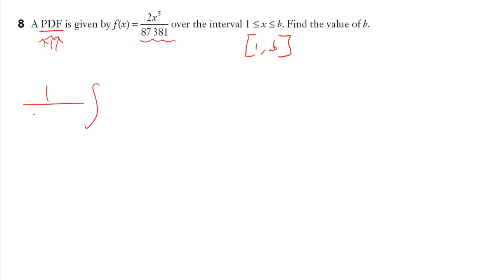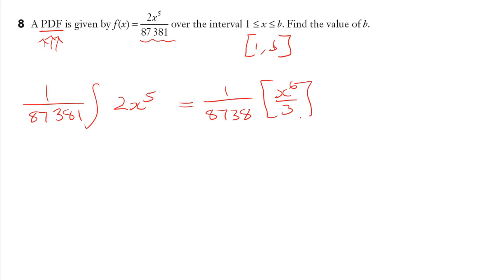So let's do this. The integral, take this big long number, 87381. We're going to integrate 2x to the 5. That's going to become x to the 6 over 6. 2x to the 6 over 6 will become x to the 6 over 3. If we multiply those two together, we get this rather large number, 262,143, and that'll be times x to the 6.